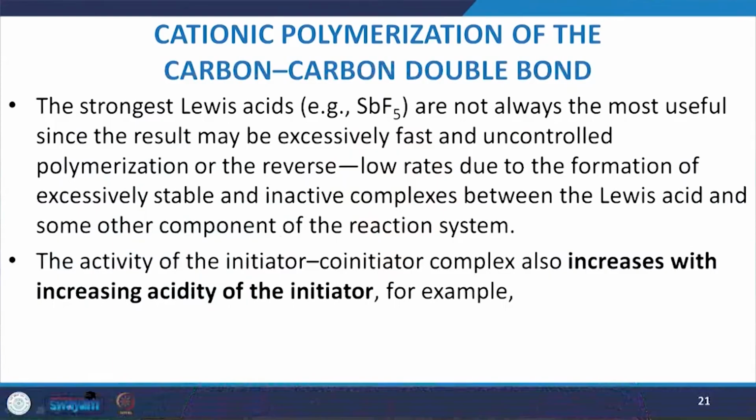Sometimes ligands increase the Lewis acidity in the order of, say, fluorine is greater than chlorine is greater than bromine, then iodine, etc. The strongest Lewis acid is sometimes referred to as SbF5. They are not always the most useful, since the result may be excessively fast and uncontrolled polymerization, or the reverse, a low rate due to the formation of excessively stable and inactive complexes between the Lewis acid and some other component of the reaction system.